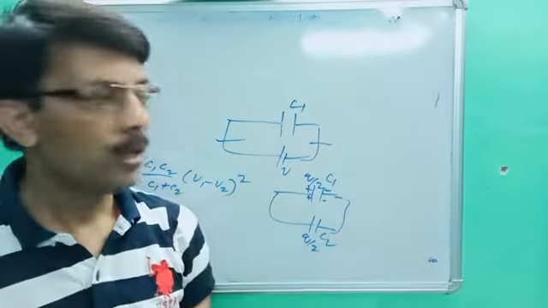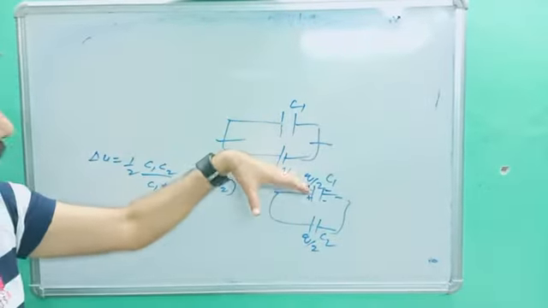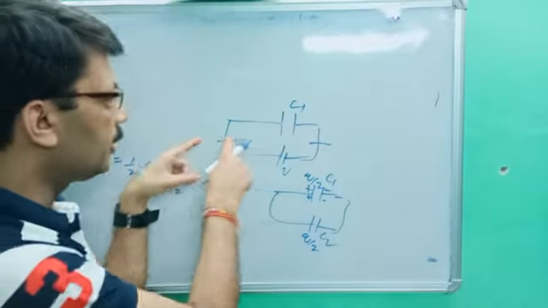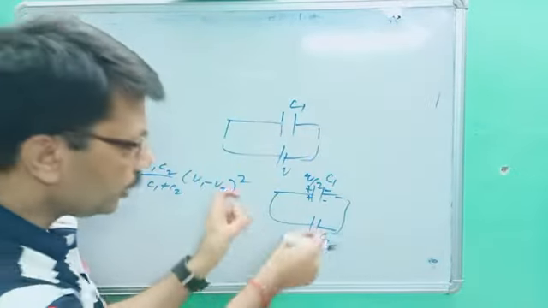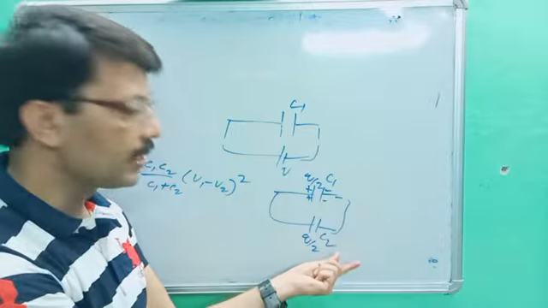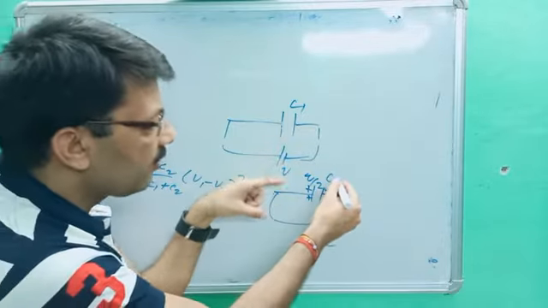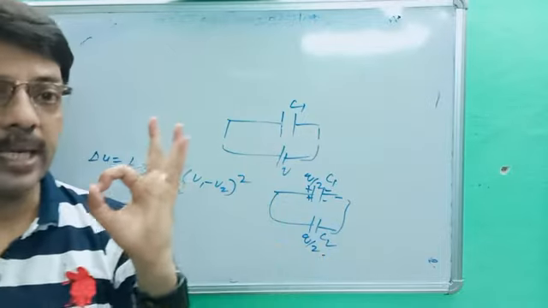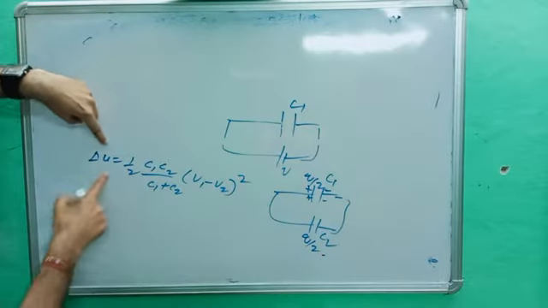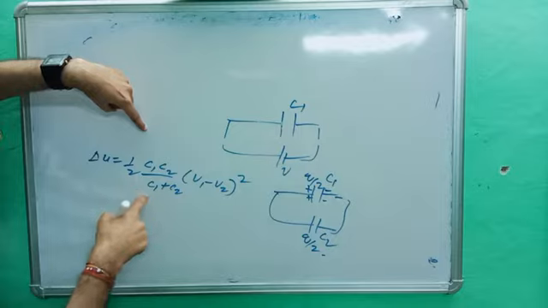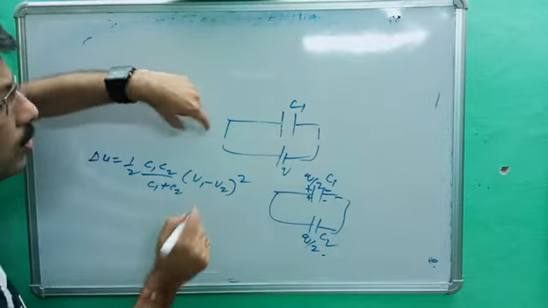Are you getting the point? When any capacitor is charged by a potential, it is fully charged. After complete charging, you disconnect and connect another discharged capacitor, then there will be a redistribution of charge. It means there will be a transfer of energy from C1 to C2. It means there will be an energy loss, and the energy loss del U is equal to 1 upon 2 C1 C2 upon C1 plus C2 into V1 minus V2 whole square.